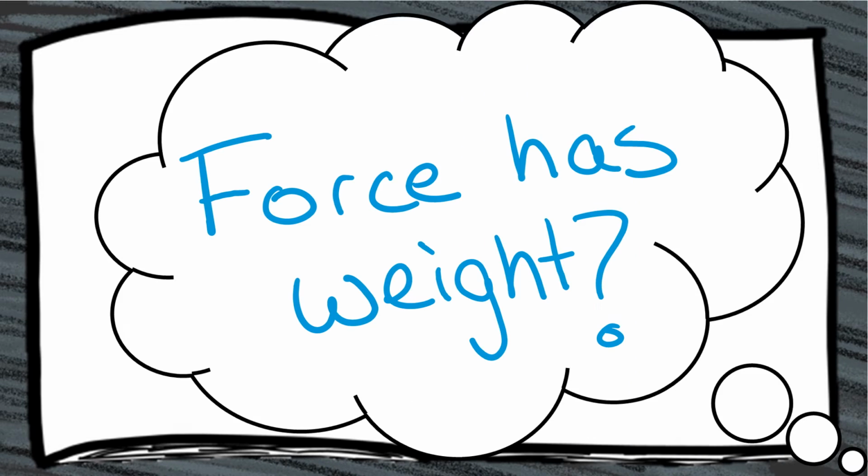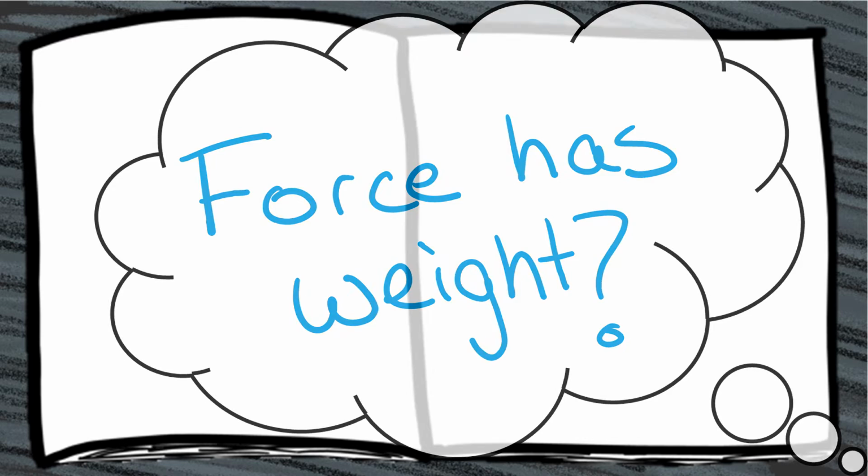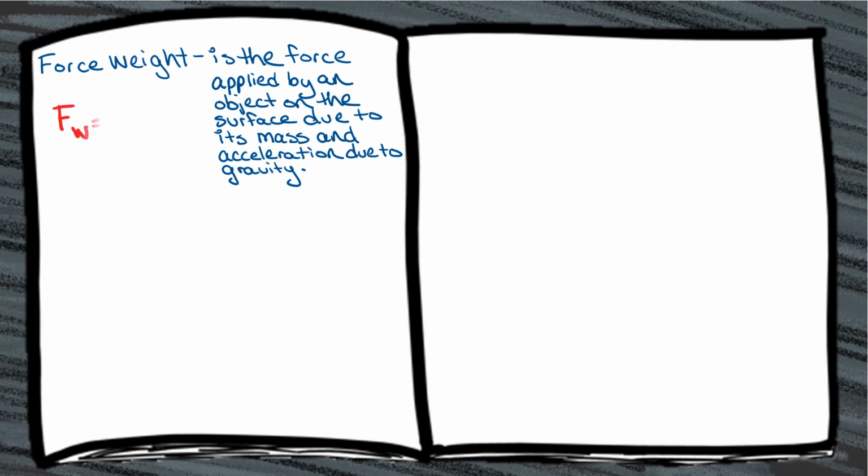Wait, what? Glad you asked, Alex. Force weight is the force applied by an object based on its mass and acceleration due to gravity. Now, this can be expressed using the following equation. Fw, which is force weight, equals m times g, where m is mass. Good question, Alex.